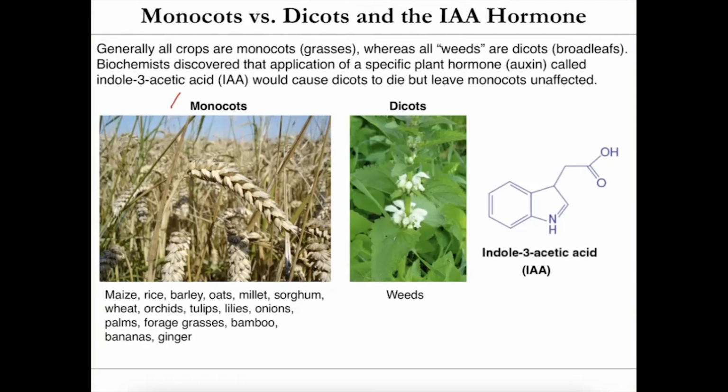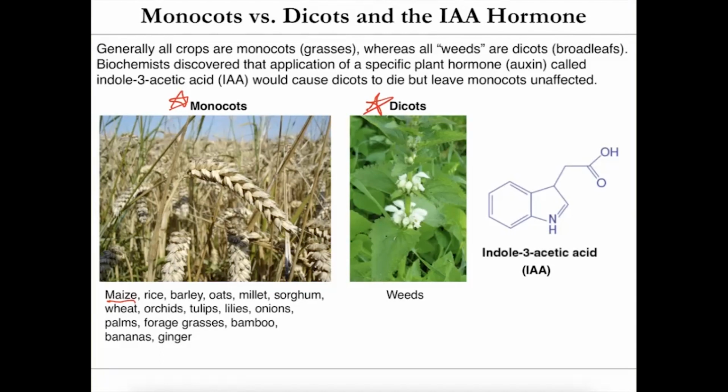So here we have monocots over here. You can see maize, rice, barley, oats, millet, sorghum, wheat, as well as things like orchids and tulips, lilies, also onions, palms, forage grasses like alfalfa for cows, bamboo, bananas, ginger. These are all monocots, whereas dicots are basically just weeds. So scientists used this difference between monocots and dicots to develop the first herbicides.